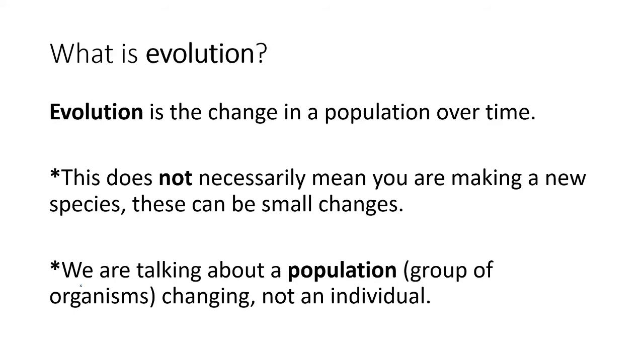But you can also have very, very small scale evolution. Evolution can also just be, say, the fact that humans have gotten a lot taller in the last 200 years. We didn't make a new human species or anything like that, but in just that short amount of time, the population of humans on Earth has gotten quite a bit taller, partially due to genetics and also partially due to our diet and the way that we've been farming. So again, these can be small changes.